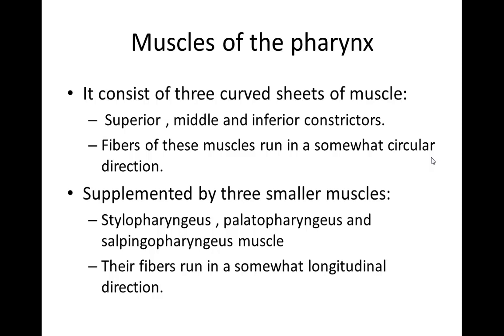So it's a muscular tube, so it consists of muscle. This muscle is either circular muscle or longitudinal muscle. So this circular muscle, we call it the constrictor muscle. There are 3 groups: superior constrictor, middle constrictor, and inferior constrictor muscle. So the fibers of these muscles run in a circular direction.